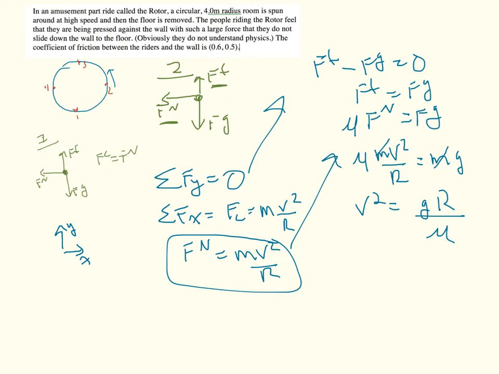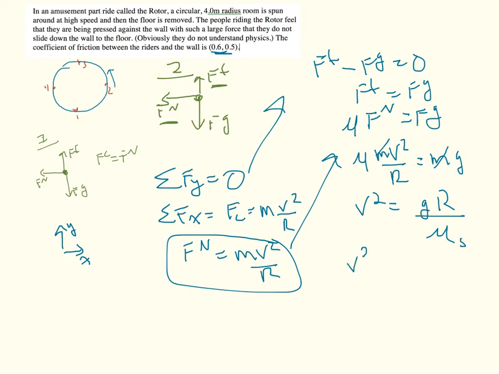Now here's a question, which mu should we be using here? We get both of them, both the static and the kinetic. So which one should we be using? Well, if we think about it, what we want is the people to be sitting still on the wall and not moving up or down. So the coefficient of friction we want to use here is the static coefficient.